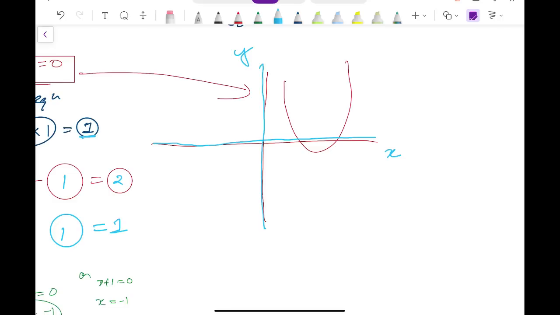If this is given, and you're asked to find how many zeros or roots there are, most probably they will ask how many zeros are there in this graphical representation. Just simply look at how many times the curve is touching the x-axis. This is 1, this is 2. So this one will have 2 zeros.